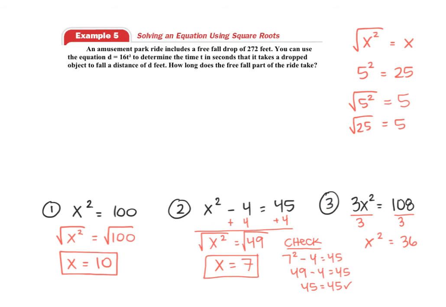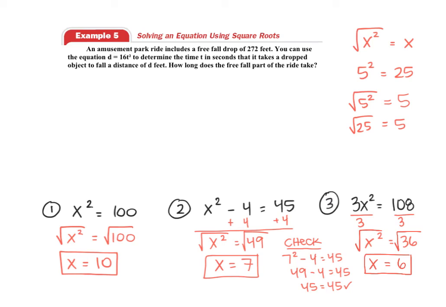You're welcome to use your calculators to make that division easier. And then I don't want x squared, I just want x, so I need to take the square root of each side, because the square root of x squared is x, and the square root of 36 is 6. So my answer is x equals 6.